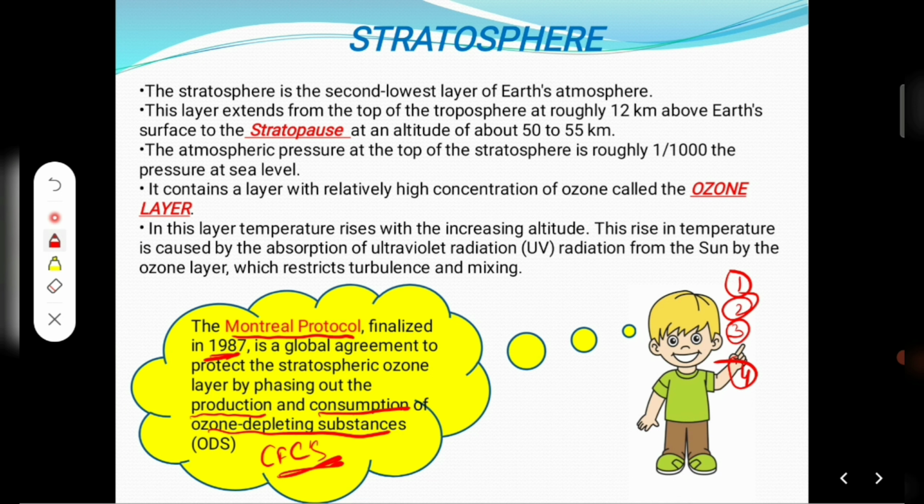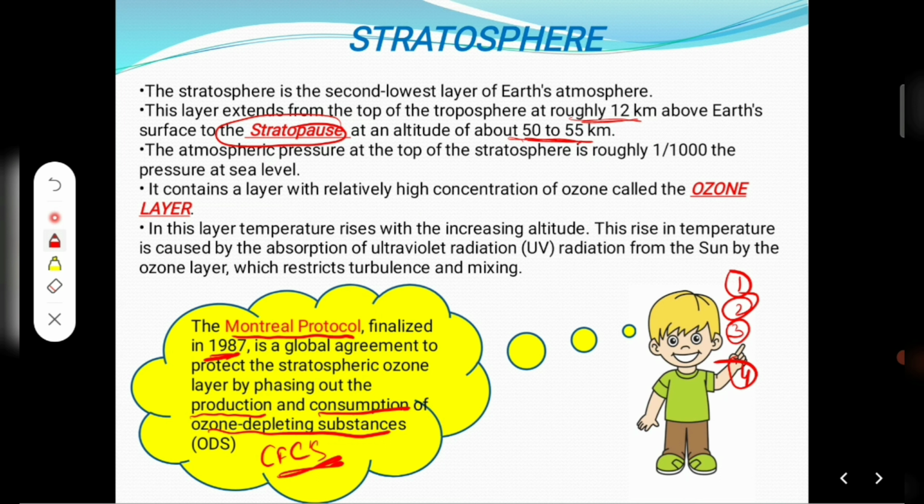Next here comes the stratosphere. It starts from the tropopause, where it ends at 14 kilometers on average. So we can say it starts roughly around 12 kilometers above the Earth's surface, and its highest place is 50 to 55 kilometers. There is a stratopause also there, which is the transient zone from stratosphere to mesosphere.